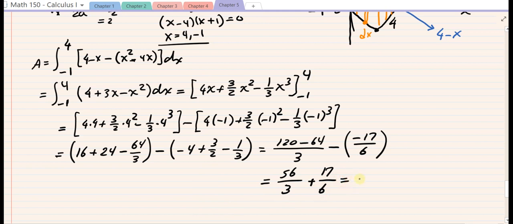17/6. Now the LCD is 6. That would be 1/2 plus 17, right? Oh, I actually, hold on. This is going to be positive, right? There's a positive 1/3 there.